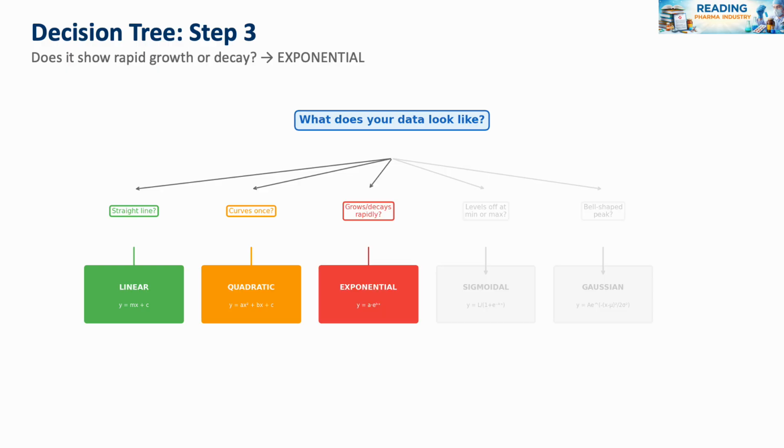Does your data show rapid accelerating growth or decay? Does it take off like a rocket or drop off quickly? If you notice this, then this is exponential. The equation is y equals a times e to the kx, with positive k for growth or negative k if you have a decay.